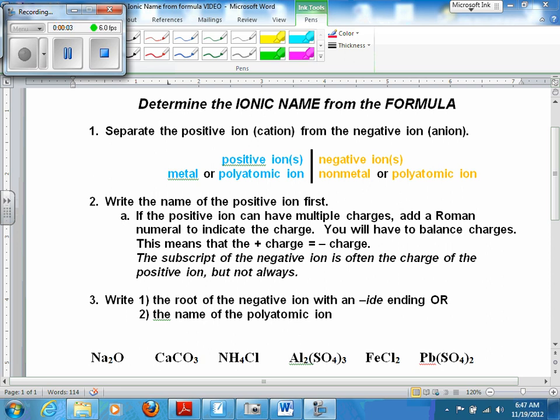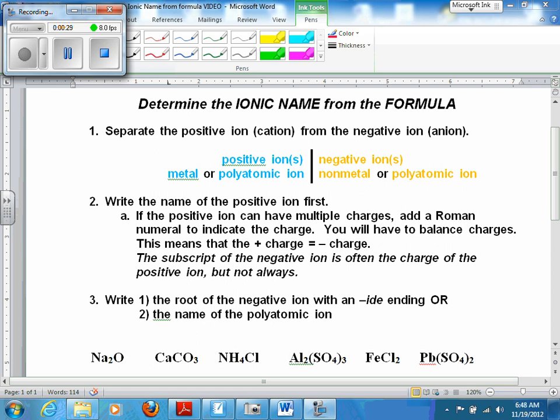Thanks for tuning in to how to name ionic compounds from their formula when they're type 2. Type 2 means that the metal can have a couple of different charges. So what we're going to have to do is make sure that we identify which one of those charges it is. All right, let's get started.